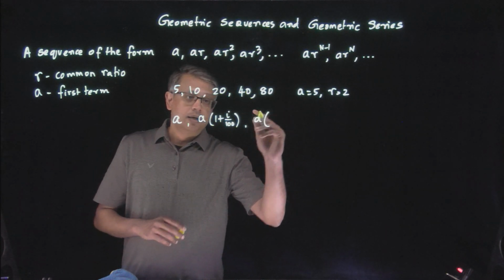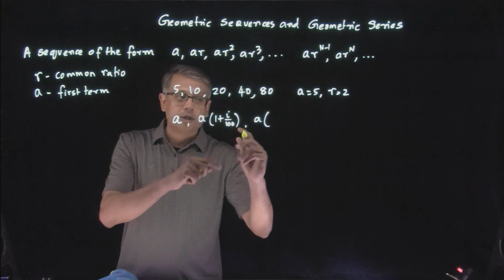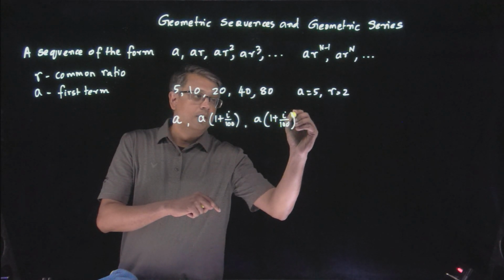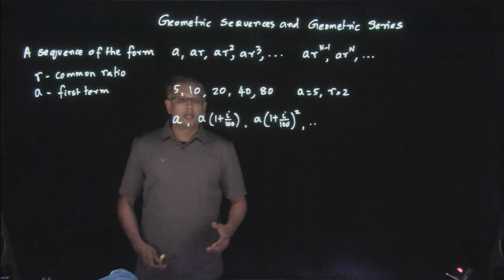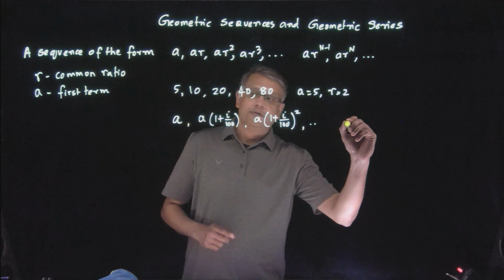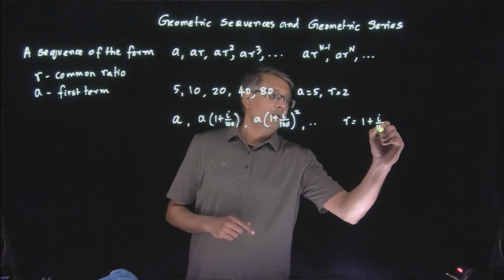At the end of the second year, you're going to accrue interest on this new principal. And so the amount of money you're going to have is A times 1 plus I over 100 squared, and so on. Here you can see that the first term is A, and the common ratio in this case is 1 plus I over 100.